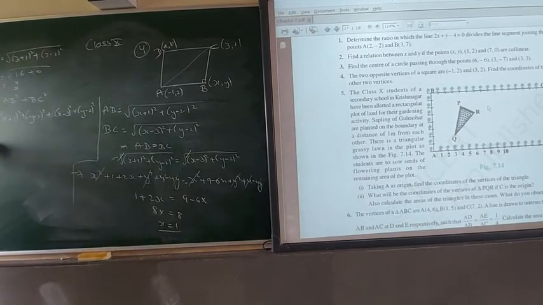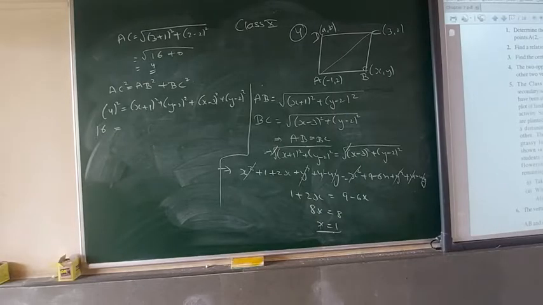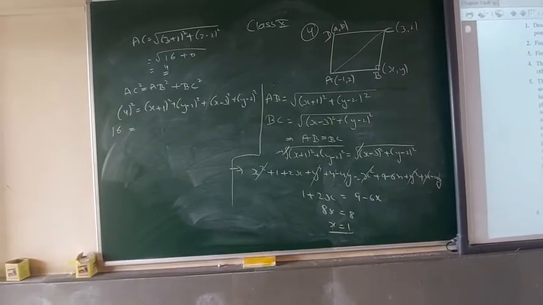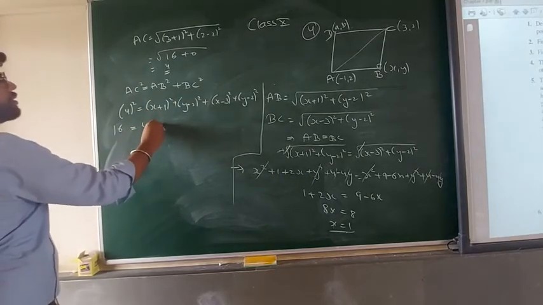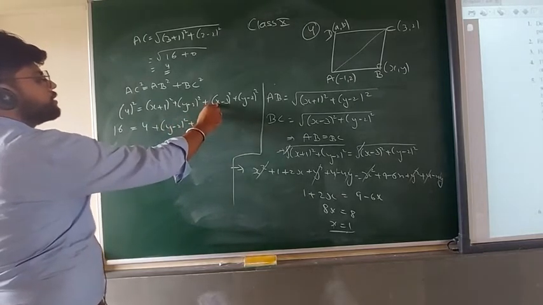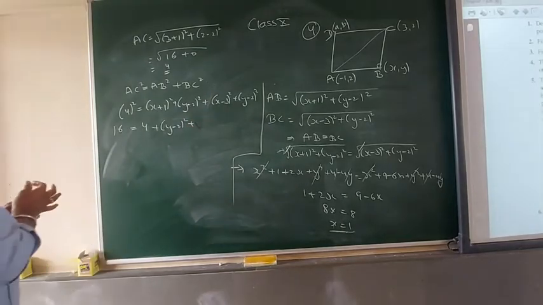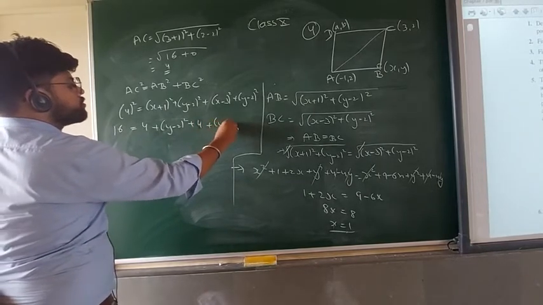Now 4 square is 16 equals to, now put the value of x as 1. Wait, I will shift the board here. Now put the value of x as 1. Here 1 plus 1, the square of 2 is what? 4. Here y minus 2 only. 1 minus 3, minus 2 square is 4, plus (y minus 2) square.